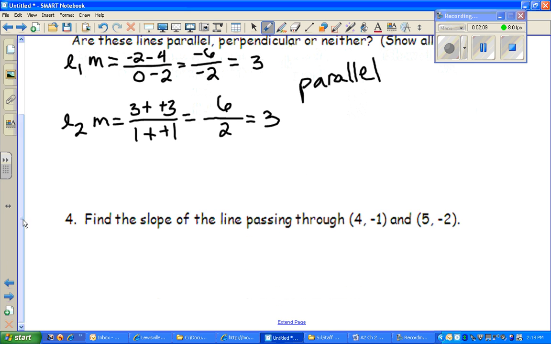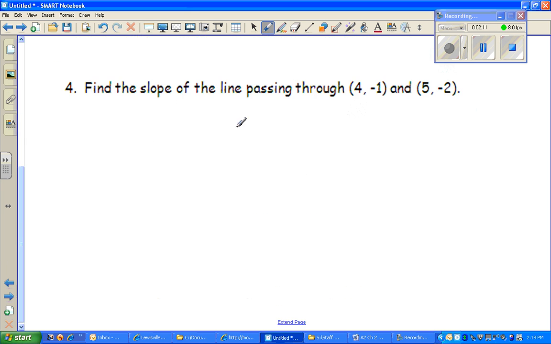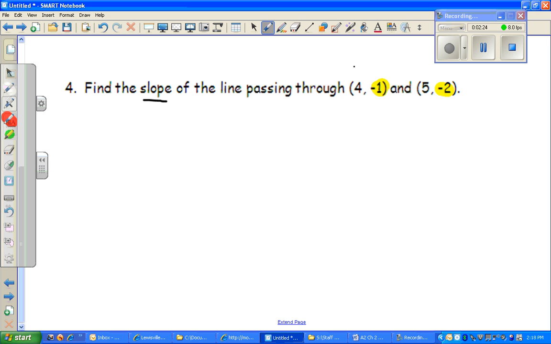The slope on number 4, it just says find the slope, and we've got our 2 points here. Again, I'm going to highlight my y's so that I make sure I'm using the right values there. We've got x and y here. And the slope formula again, y2 minus y1 over x2 minus x1.